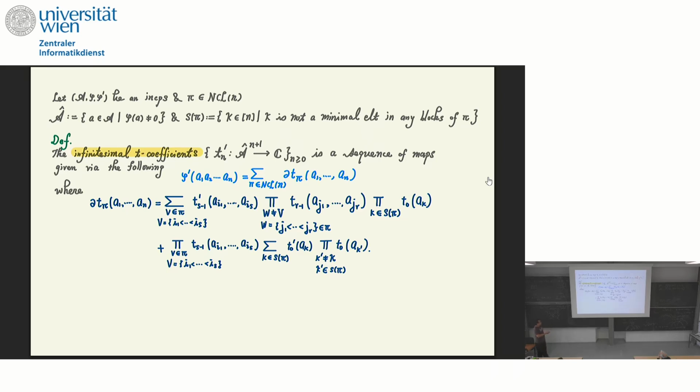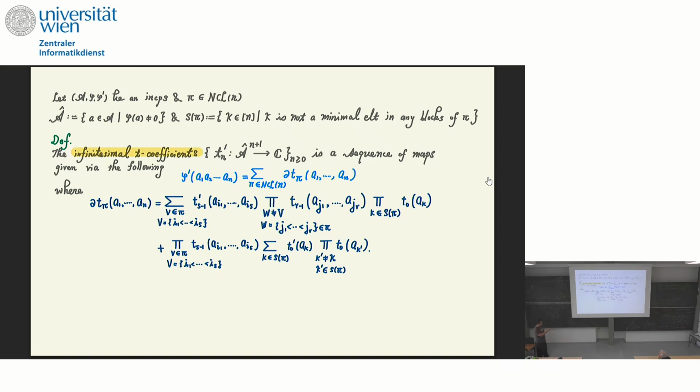The notation is the same. A tilde, A bar means we consider all the non-vanishing first moments, and the S pi is the same. So the infinitesimal t coefficient, T_n prime, is given by the following formula. But this one is a little more difficult. It's summed up by these two terms. You can understand it as just the formal derivative of the original formula.